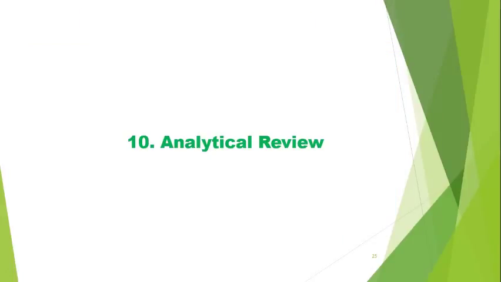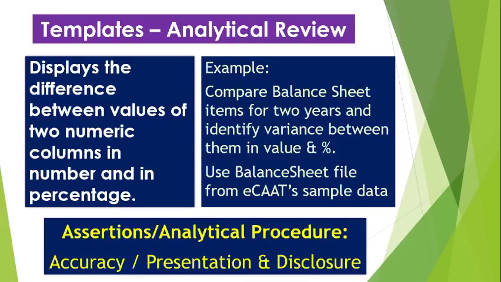Now let's come to one more interesting function, which is the analytical review. What does analytical review do? It displays the difference between values of two numeric columns in number and in percentage. For example, I would like to compare the balance sheet items for 2 years and identify the variance between them in terms of value and the percentage. I'll use the balance sheet file for this, where I've got the data for 2 years. Using this function, I can verify the accuracy and I can also verify the presentation disclosure, and this also helps me in performing the analytical procedure.